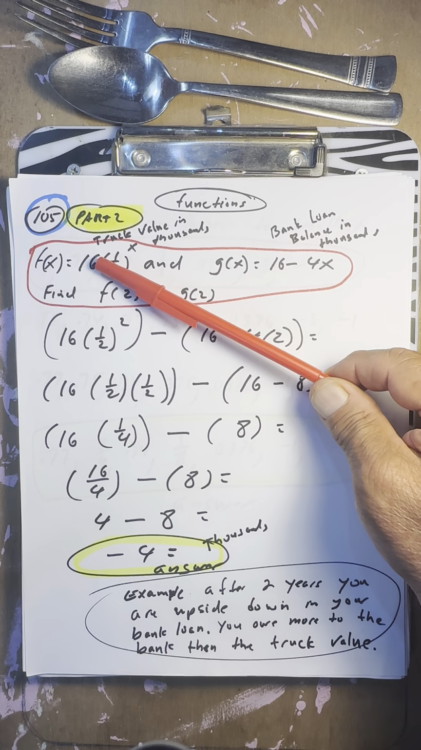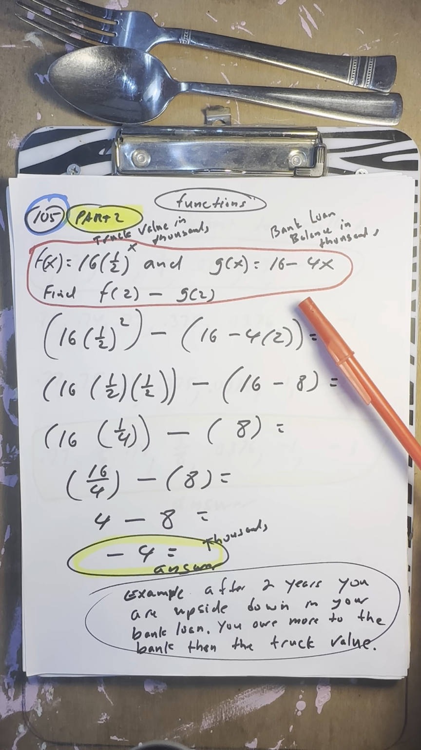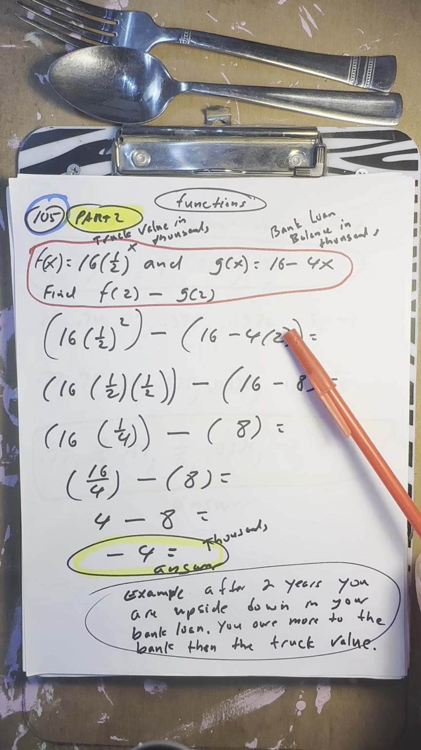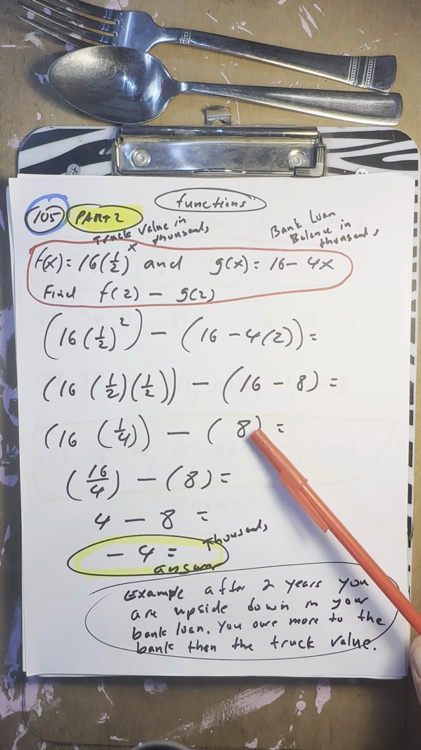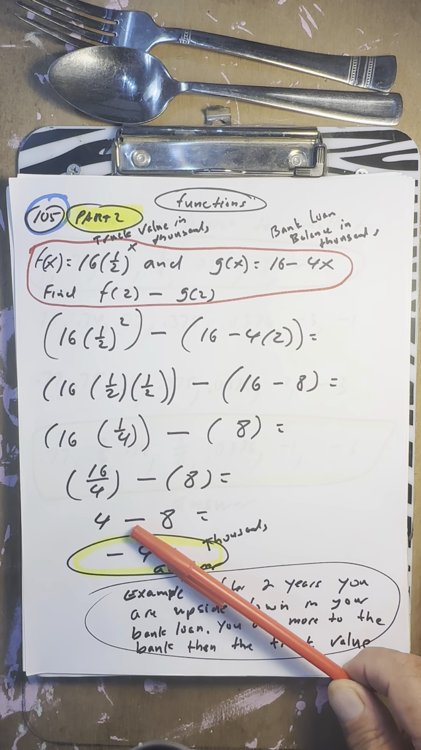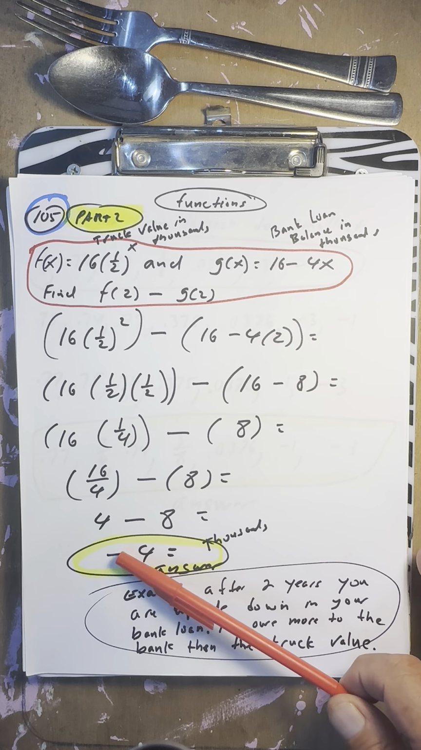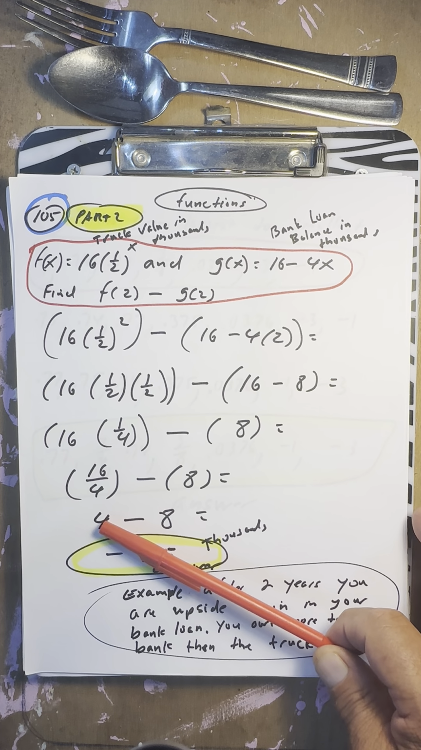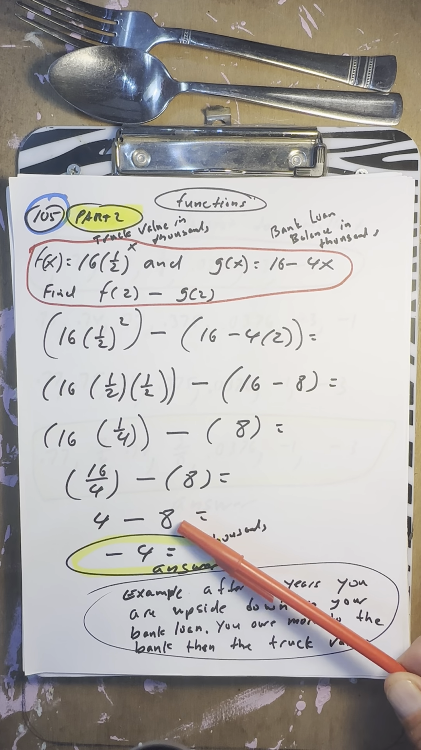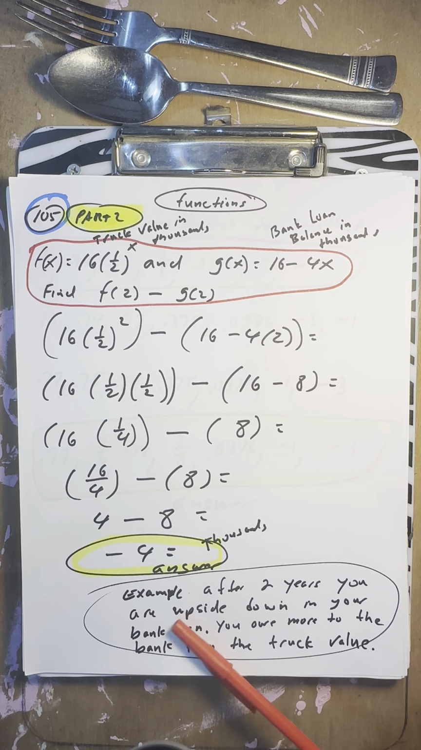So your truck was $16,000. Now it was worth $4,000 2 years later. The bank loan, you make payments, 2 years of payments on it. So you got 16 minus 8 is 8. So the truck is worth $4,000, but you owe the bank $8,000 on your loan. So that means you are negative $4,000. The value of your truck, take away how much you owe the bank. So you are negative $4,000. In this example, after 2 years, you are upside down in your bank loan. You owe more to the bank than the truck is worth. That's what that means.